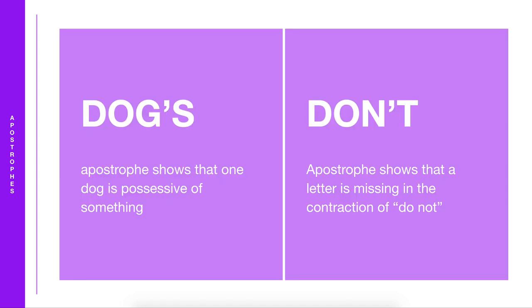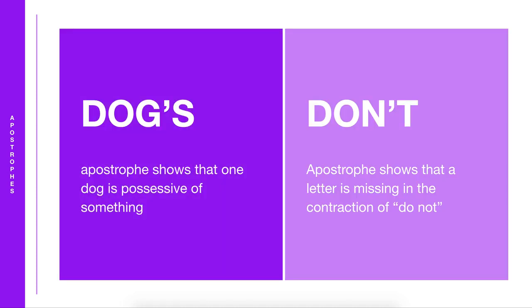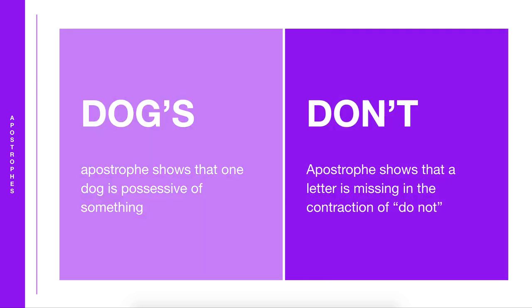Now, to wrap everything up, there are two main things that apostrophes can do. First off, they can show that a noun owns another noun. So in this case, we have dog's. There is one dog, and that dog is possessive of something. Additionally, like we mentioned just briefly at the beginning, apostrophes can be used to create contractions in English, which is when we combine two words into one. And the apostrophe will indicate that letters are missing in that combination of words.